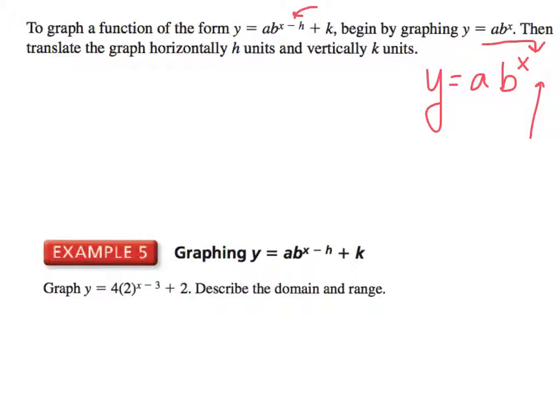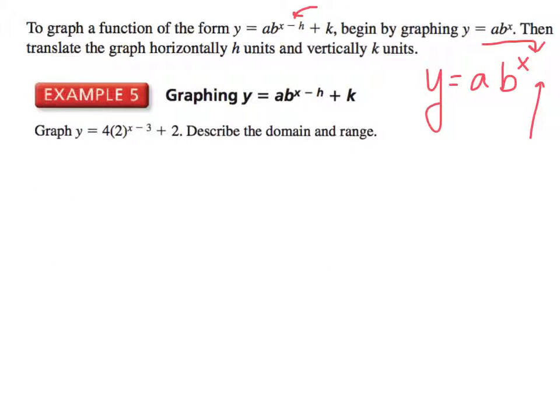So it says right here, translate the graph horizontally h units. Now it's backwards. So remember, this was just like what we learned before. If it's a +5, we're actually going to go left 5. If it's -3, we're actually going to go right 3. And vertically, k units. And this just means if it goes positive, it goes up, negative goes down. So let's graph. Describe the domain and range.